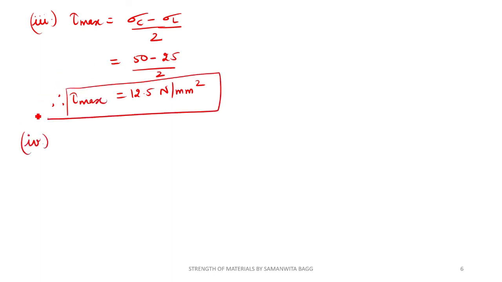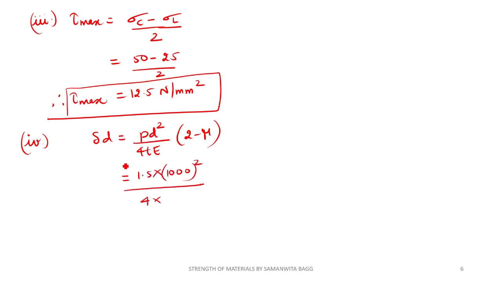Next, I need to calculate delta D. For this, the formula was PD square upon 4TE into 2 minus mu. P is 1.5, diameter is 1000, 4 into T is 15 and E is 2 into 10 raised to 5. Here I'll have 2 minus 0.3. On solving this, I get delta D as 0.2125 mm.